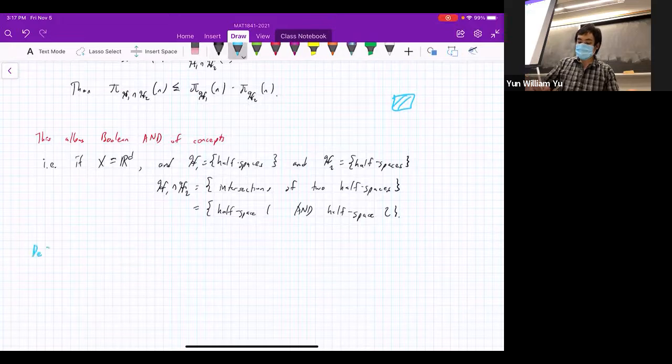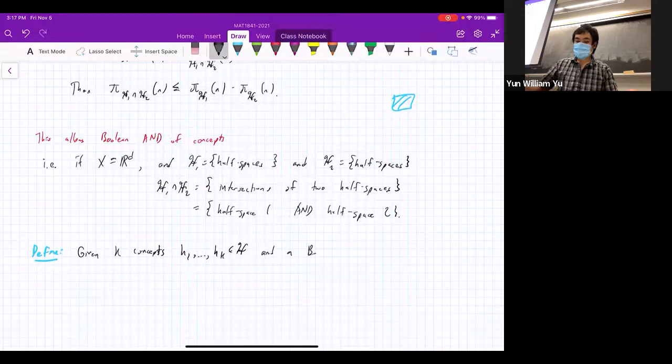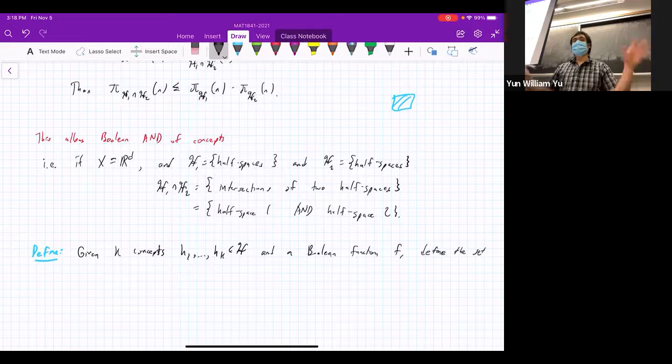So for example, given k different concepts, h1 through hk in H, and a Boolean function f, we're going to define the set. So no, these are concepts, not concept classes. We're going to be working over the same concept class right now. We're instead just creating a new concept based off of multiple examples from a single concept class.